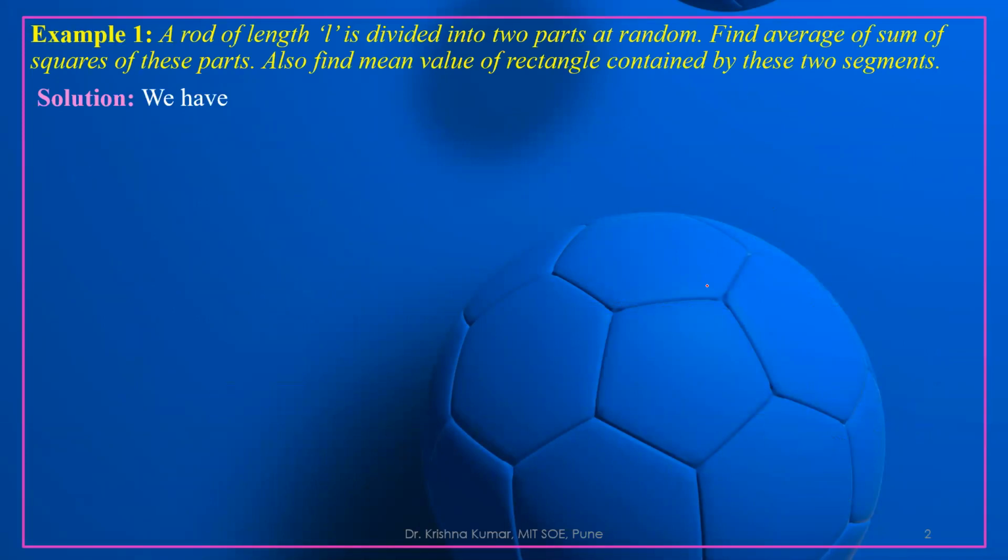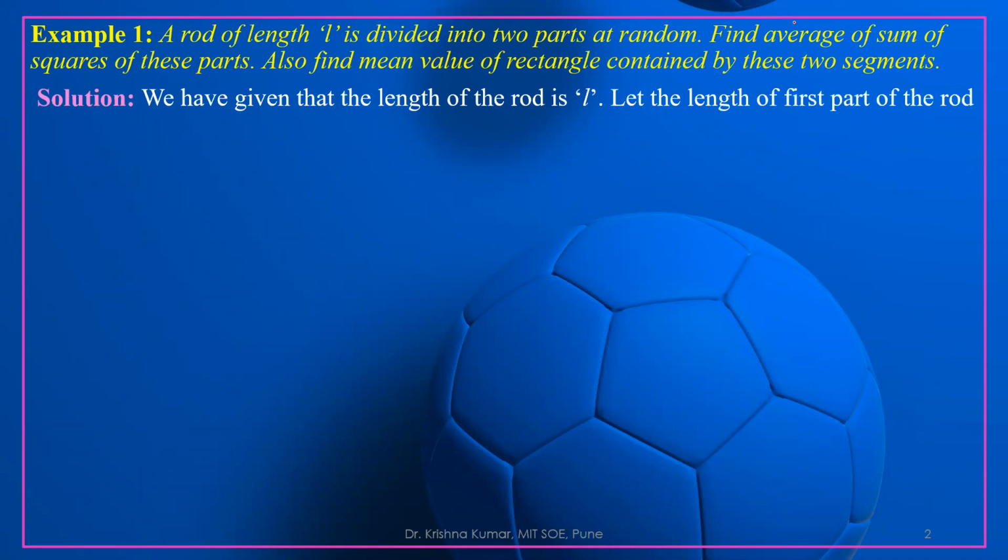So let us take one example. A rod of length L is divided into two parts at random. Find the average of sum of squares of these parts. Average means mean. Also find the mean value of the rectangle contained by these two segments.